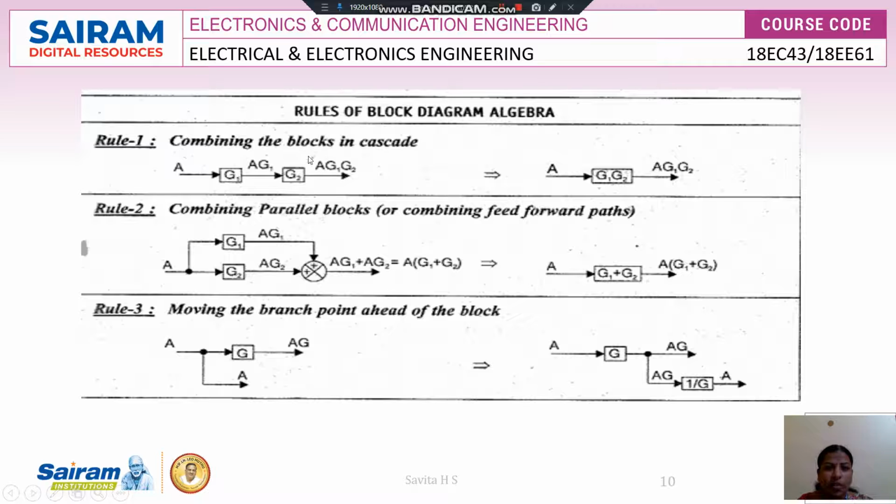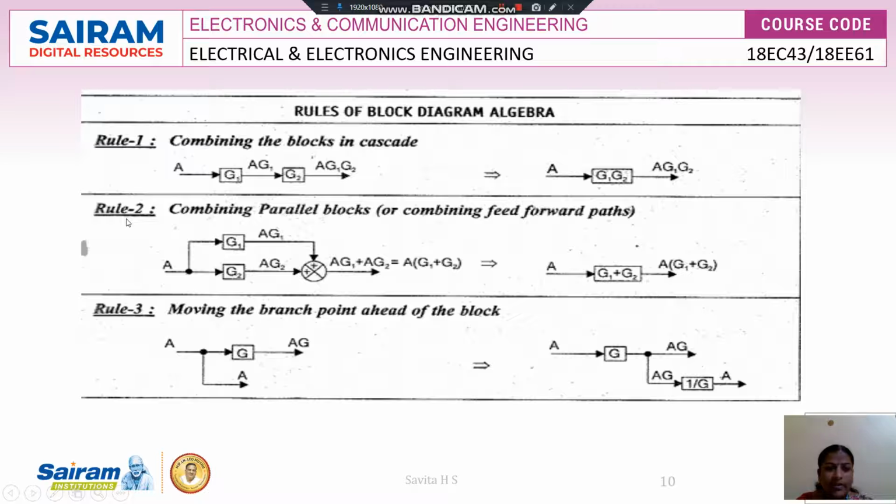So now we'll see the block diagram rules. Rule 1 is combining the blocks in cascade. You can see here two blocks are in cascade. I need to combine these two blocks into one block. Since both are in series, I can write it as G1 G2. So A is the input and the output is A G1 G2.